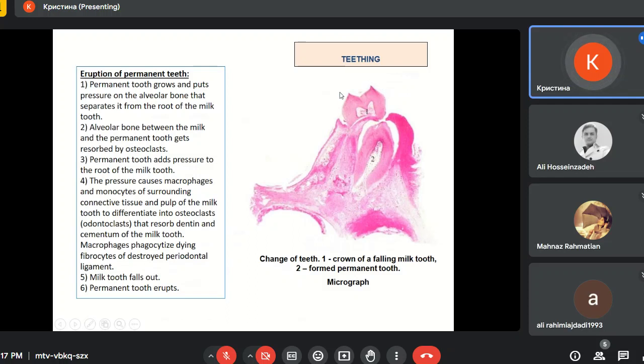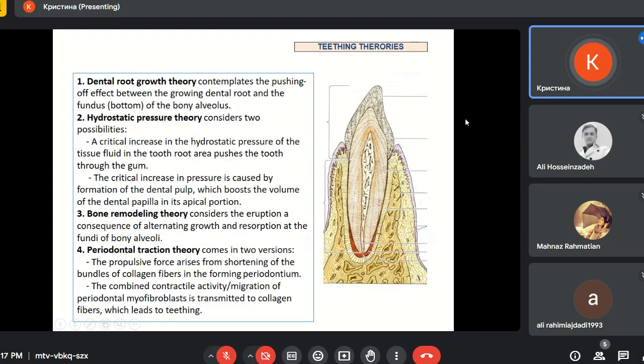As you see here, the milk tooth now, while it is falling away, consists only of its crown. No root is seen, because the root is eaten by the osteoclasts. And now permanent tooth erupts. We have 4 theories which explain why the teeth are erupted, how they do so.